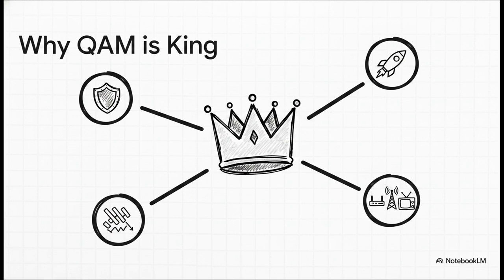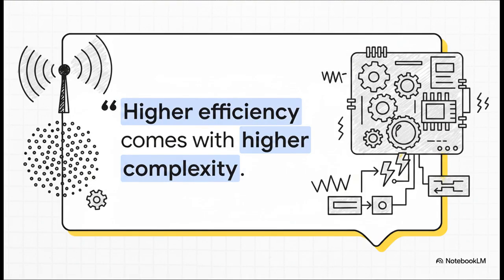And this isn't some abstract idea. This is the actual language being spoken by your Wi-Fi router, by 4G and 5G cell towers, and even by digital TV broadcasts. It's everywhere. But of course, there's no free lunch. As we've just seen, every step up in performance required a more sophisticated trick. QAM is insanely efficient, but it also needs much more complex and precise electronics to both create the signal and to decode it correctly on the other end.